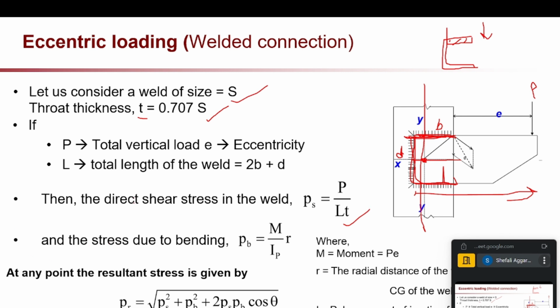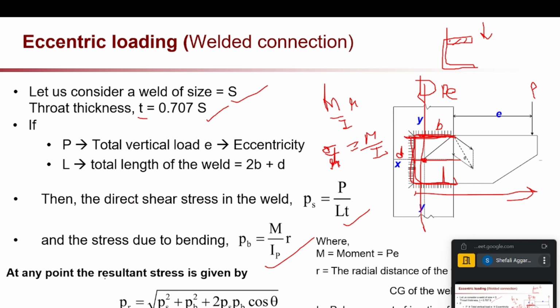Now this is direct shear stress. Second, a moment will be acting, PE. So stress due to moment is given by moment divided by I into R. This formula we have read in structural analysis, right? Sigma upon R is equal to M upon I. The same formula we are using here. Stress is equal to M upon I into R. So this is our stress due to bending.